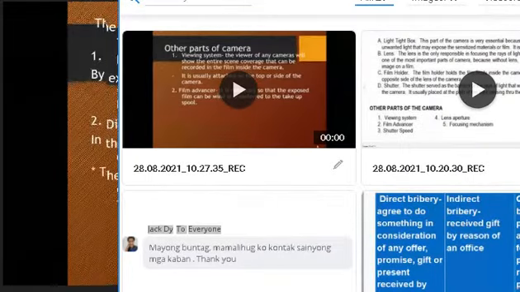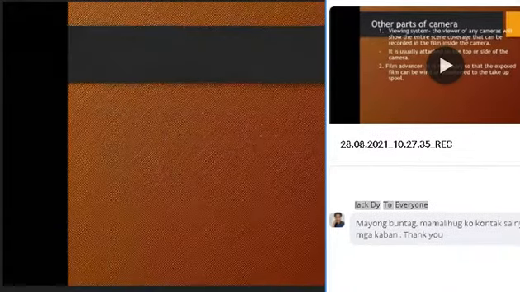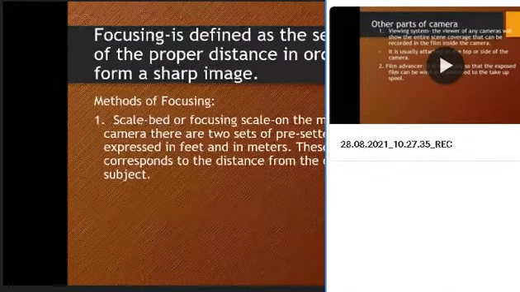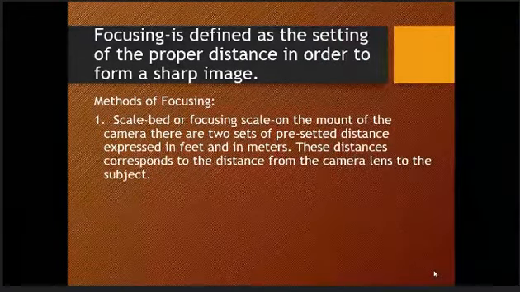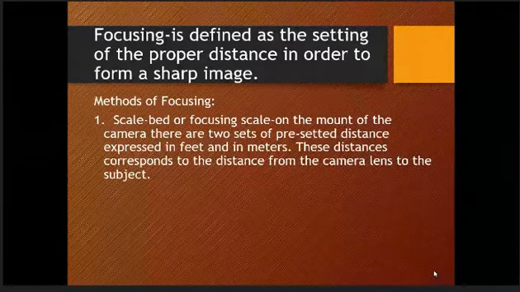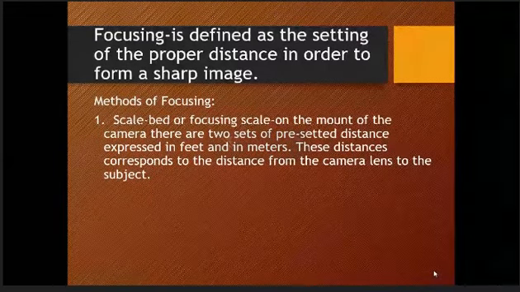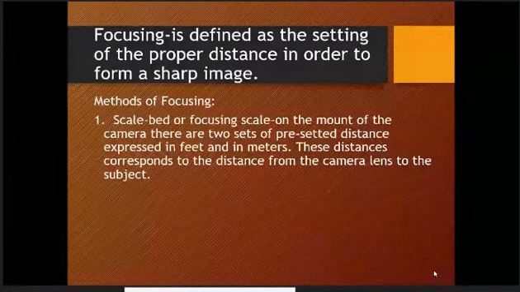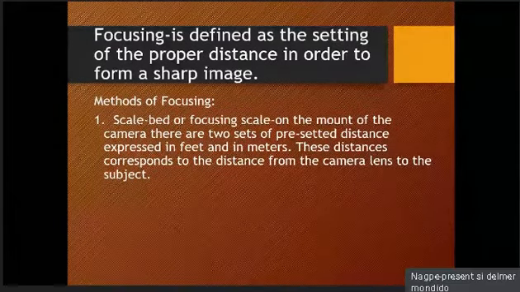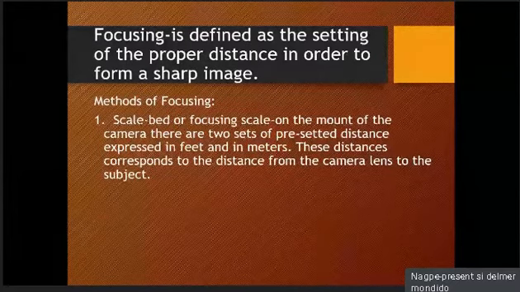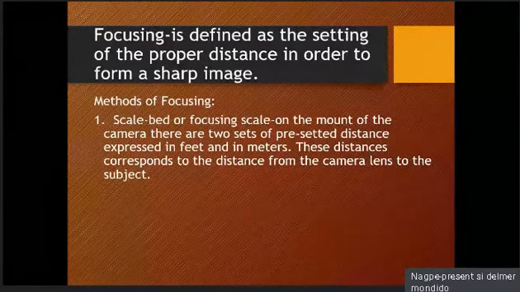Okay, so next is focusing. The focusing mechanism is defined as the setting of the proper distance in order to form a sharp image. Now, there are methods of focusing. We call the first one scale bead or focusing scale.